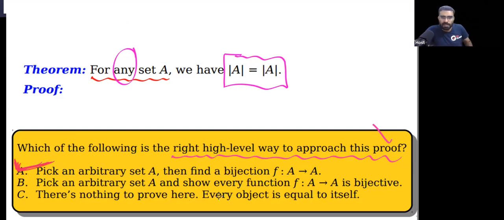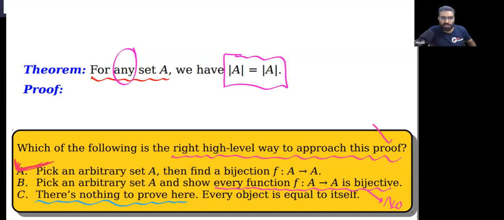Is this clear? Can I say every function will be a bijection? No. Can I say every mapping will be a bijection? No. Is there nothing to prove, is it obvious? Can you say it is obvious? There is nothing to prove? No. You can prove it using a bijection.